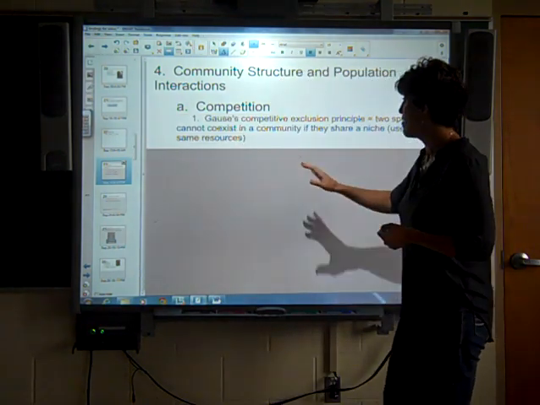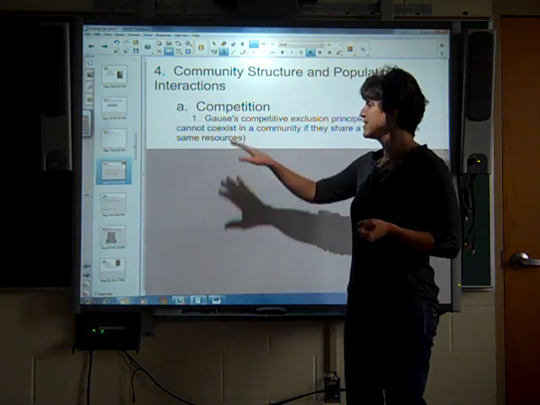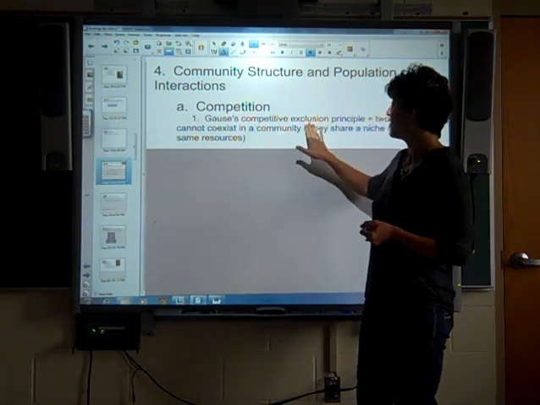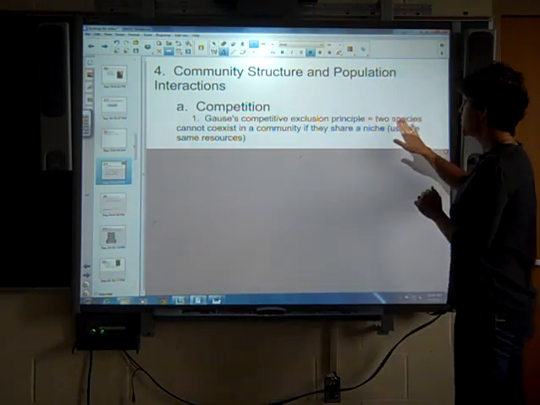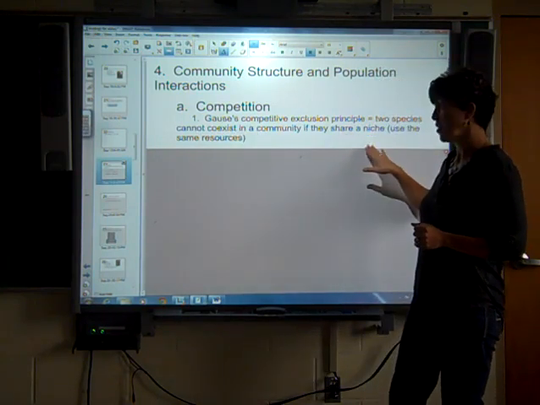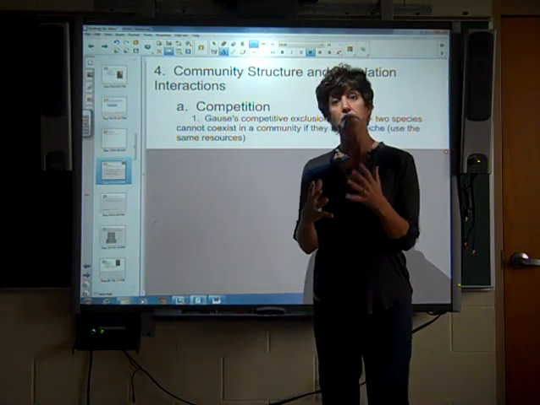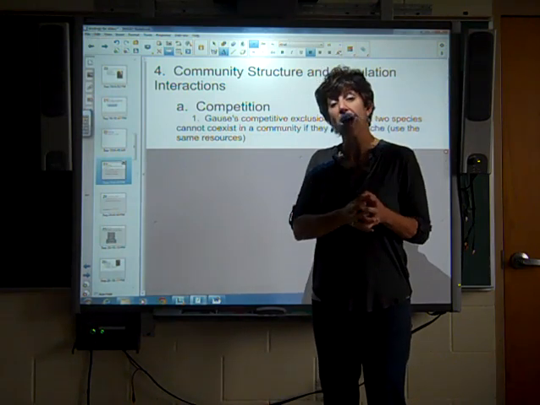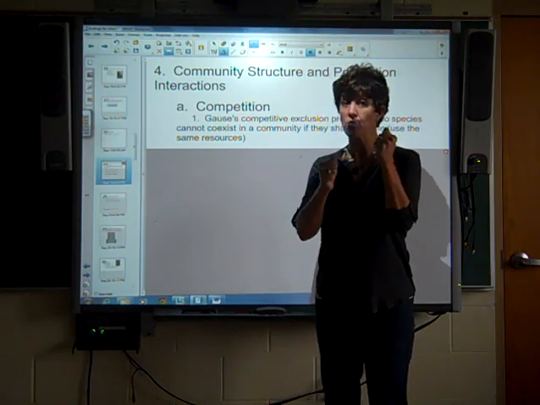So we have a rule. Our guy is Gauss. Gauss came up with this idea. So Gauss's competitive exclusion principle, that's the name of his theory. Two species cannot coexist in a community if they share a niche. So if we have two different species in the same area, and they both occupy the same niche, they're going to compete. And one will win and one will not.